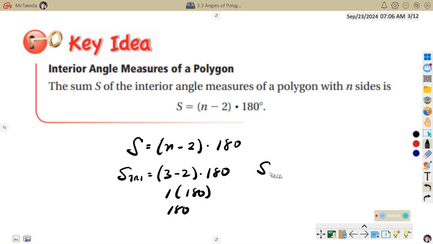Let's do it for a rectangle or any kind of quadrilateral, 4 sides. Well, 4 minus 2, this is the number of sides. 4 minus 2 is 2. 2 times 180 would be 360. All right, so that's how we're going to use that formula.